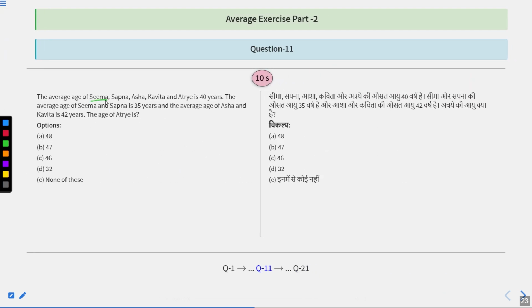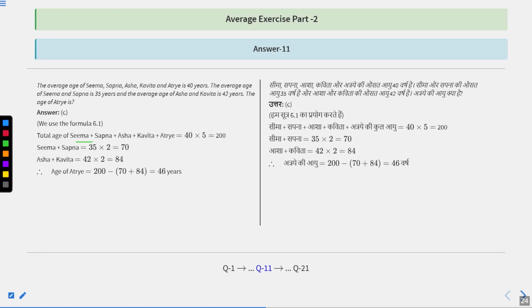The average age of Seema, Sapna, Asha, Kavita and Atre is 40 years. The average age of Seema and Sapna is 35 years. And the average age of Asha and Kavita is 42 years. What is the age of Atre? You have 5 options and 10 seconds to analyze the question. Your time starts now. Now time's up. Let's see the solution.